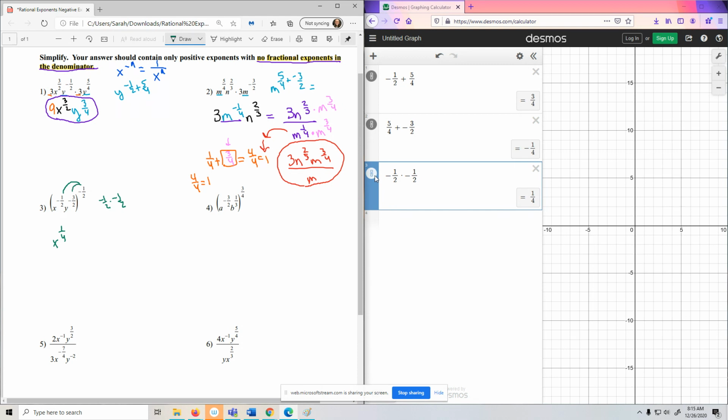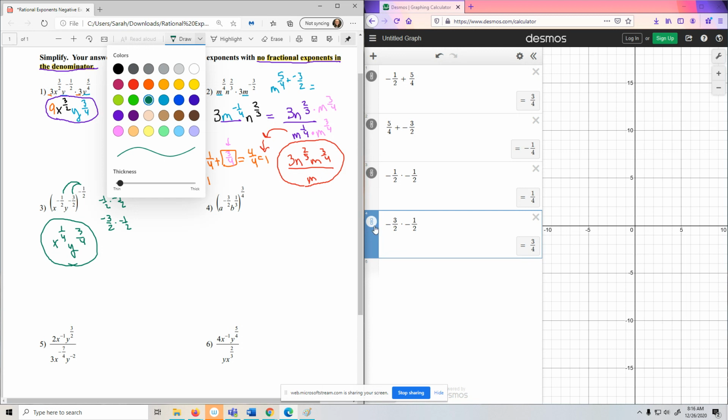Let's do the same thing for y. I need to do negative 3 over 2 times negative 1 over 2. Remember, in Desmos, the negative and the minus sign are the same key. 0.75 is the same as 3 over 4. So I get y to the 3 over 4. I didn't end up with any negative exponents, so I don't need to send anything to the denominator. All of my fractions are reduced. I don't have anything else left to simplify, so this in the green is my final answer.